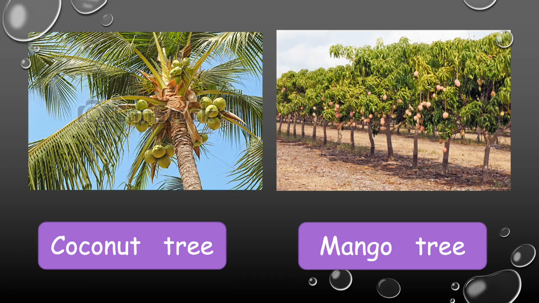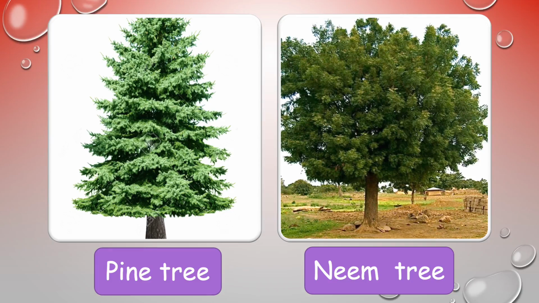Now, let us look at some examples of trees. Coconut tree, mango tree. Children, if you look at the pictures carefully, you will see that the branches of these trees are growing from the top of the stem or the trunk. Pine and neem tree are also examples of trees. They also have their branches growing from the top of the stem.